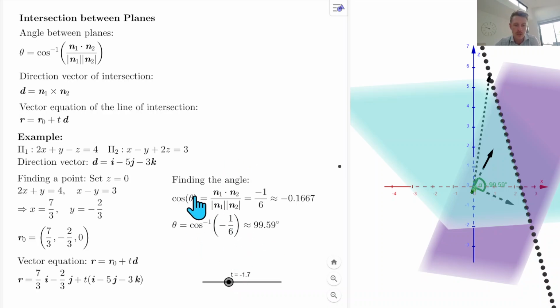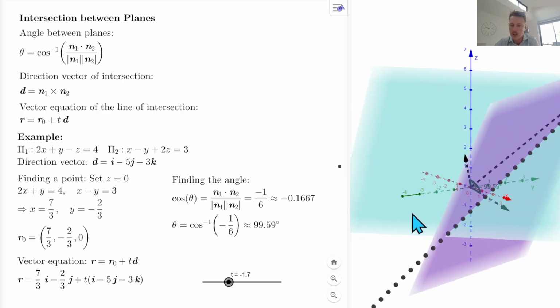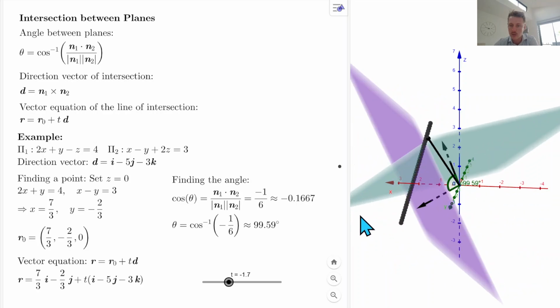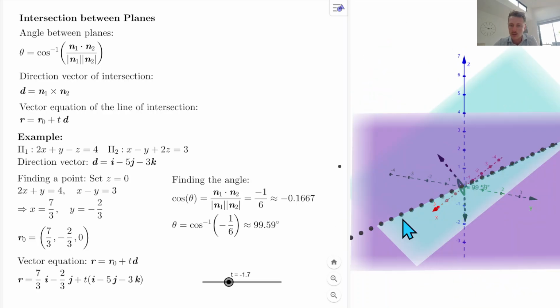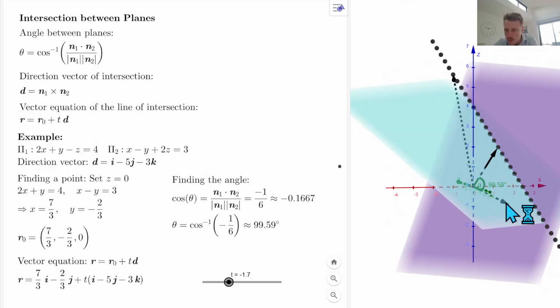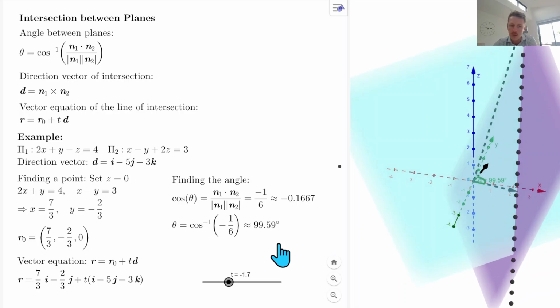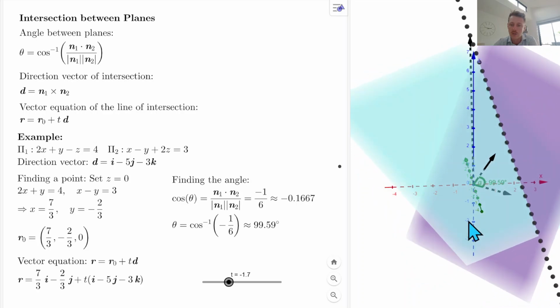Okay, just applying the angle between planes formula here, if we apply that, we get 99.59 as the angle between the two planes. And remember, just recalling that those two vectors here, this one here is perpendicular to the blue plane and this one here is perpendicular to the purple plane. So we get 99.59 is the angle between those planes, okay?